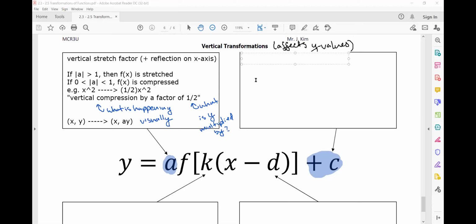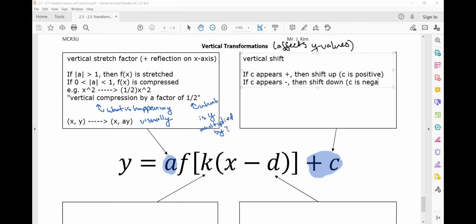The next vertical transformation is the vertical shift or translation. So if this is C, if C appears positive, then we are shifting up because the C is in fact positive. If C appears negative, then shift down. C is in fact negative, so we have to go down.